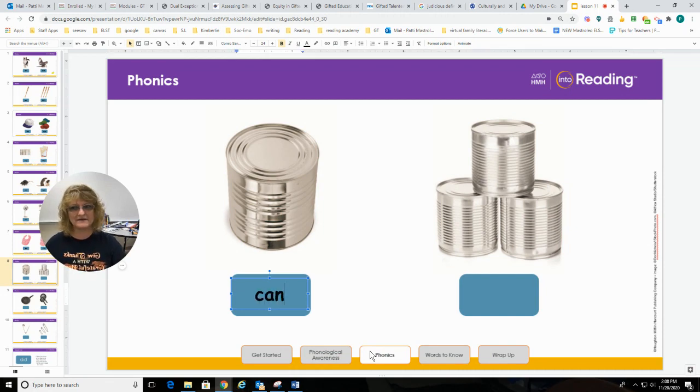Can. But this one, I see a can, but there's more than one. What do I do? Okay, you're right. We're going to add an S. Cans. Now you got it.